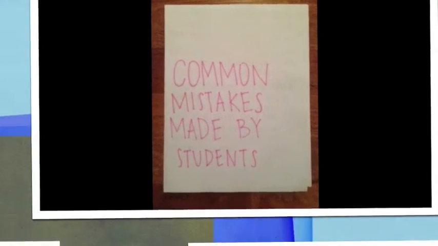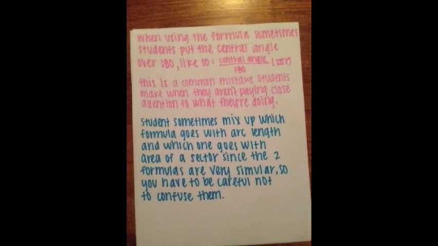Common mistakes made by students. When using the formula, sometimes students put the central angle over 180, like so. Central angle over 180 times 2 pi r. This is a common mistake.